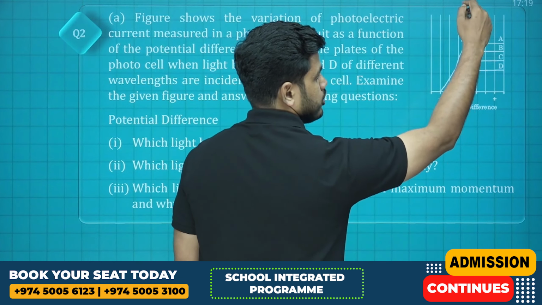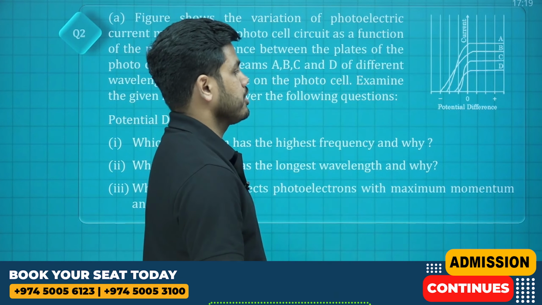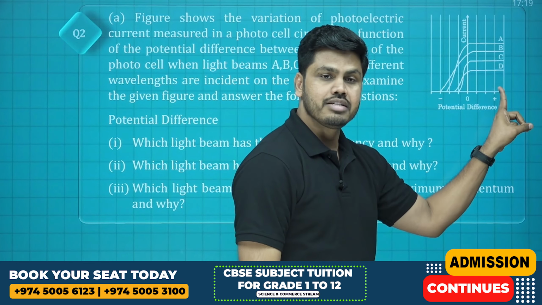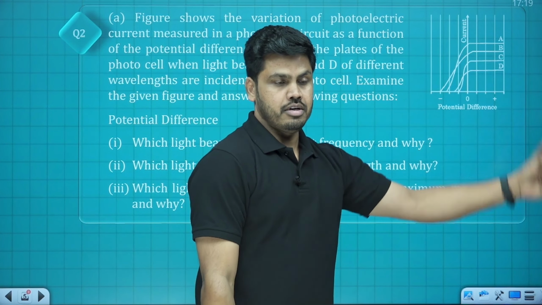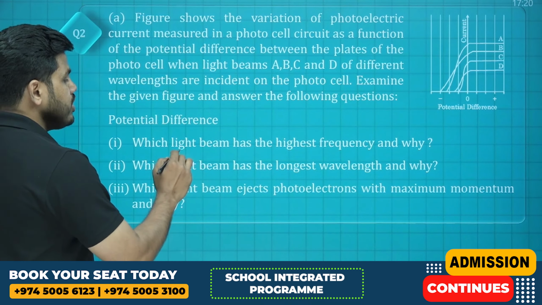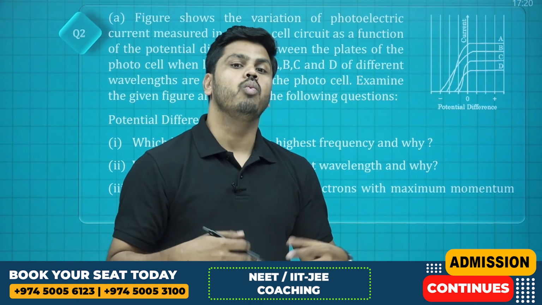So then we get four different graphs. Graph A, B, C, and D. Now the questions will be based on this, of course. Let's go through the questions now. Which light beam has the highest frequency and why?